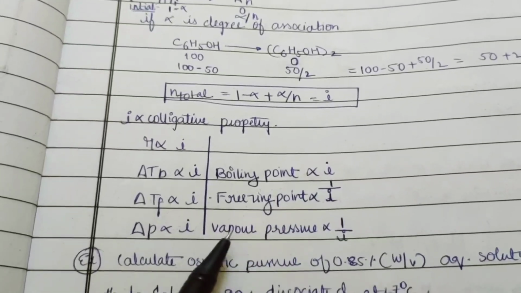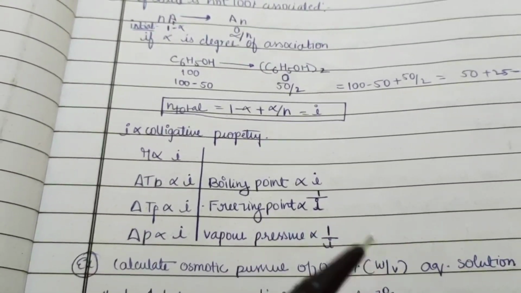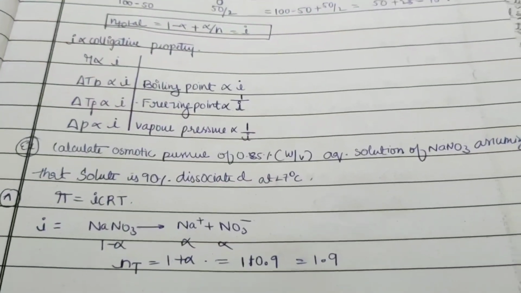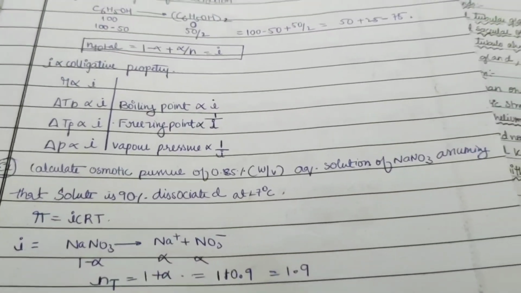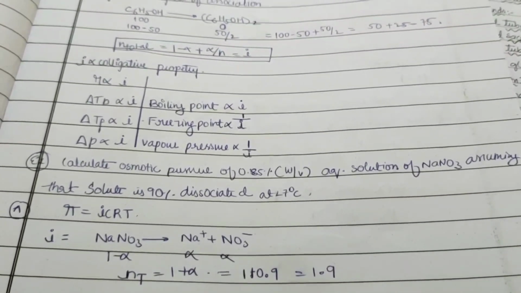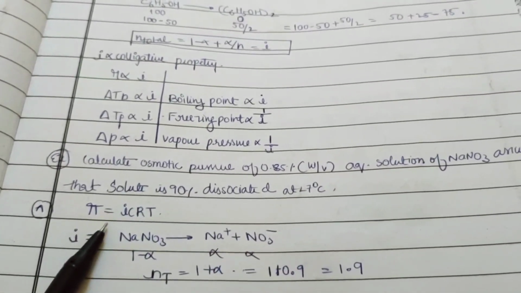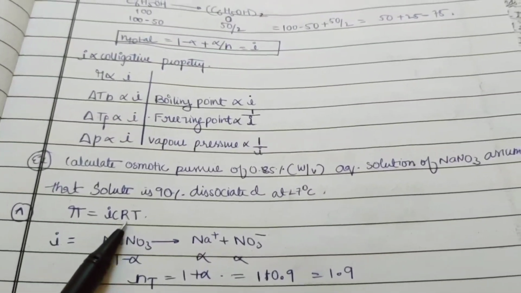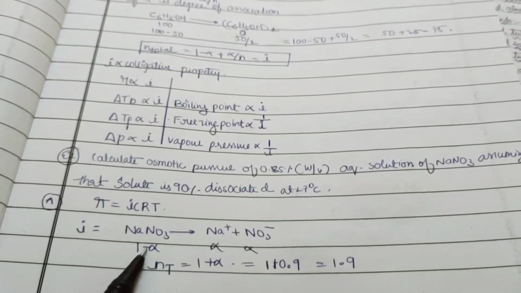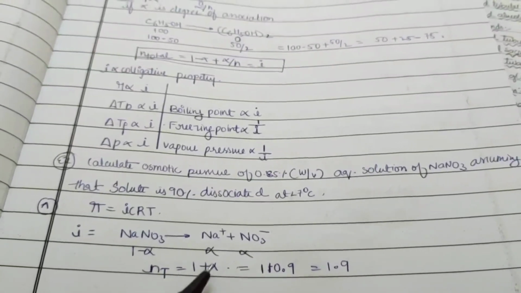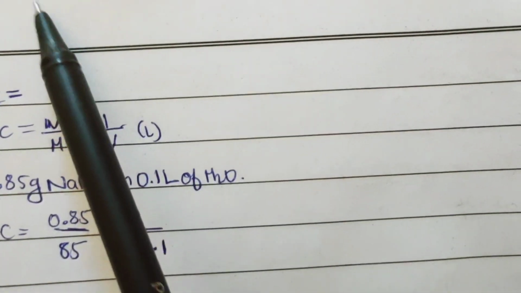But the boiling point is proportional to i, the freezing point is inversely proportional to i, and the vapor pressure is also inversely proportional to i. Calculate the osmotic pressure of 0.85% w/v aqueous solution of NaNO3, assuming that the solute is 90% dissociated at 27 degrees. That is pi equals i CRT. i equals 1 minus alpha, alpha, alpha, then 1 plus alpha, we get 1 plus 0.9, which is 1.9.